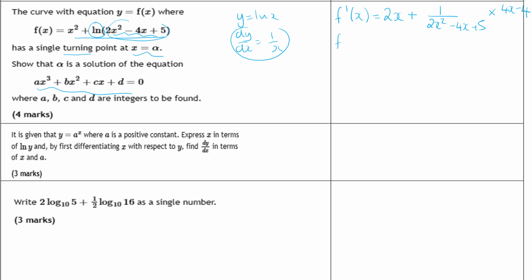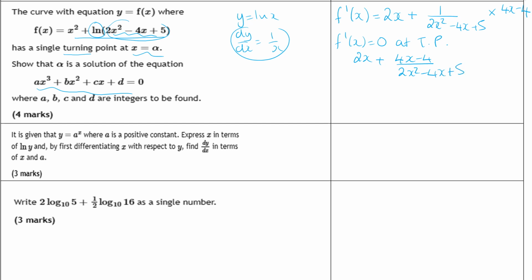Now f dash x is equal to 0 at a turning point, so we need to let this equal to 0. Now we've got two terms. We've got the 2x plus the 4x minus 4 all over that quadratic.